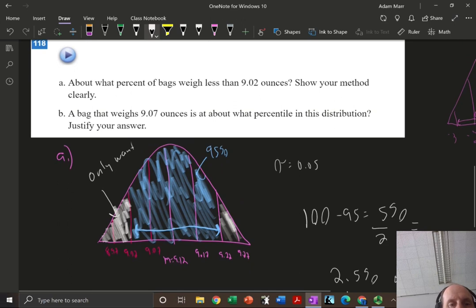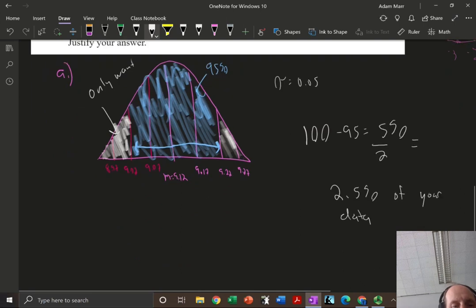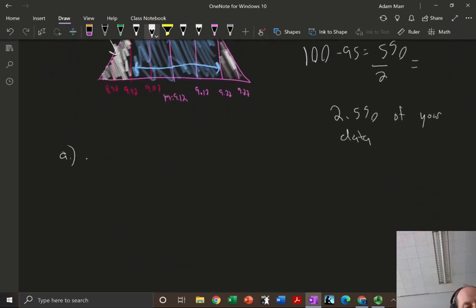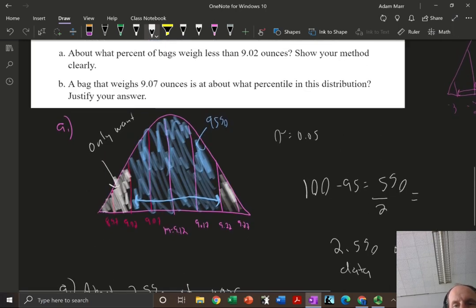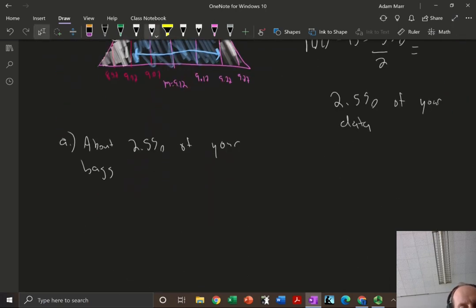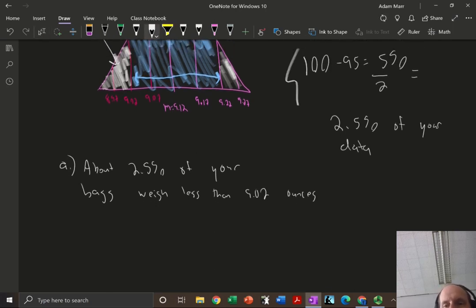So there you go. About what percent of bags weigh less than 9.02 ounces? Show your method clearly. We would say about 2.5% of your bags weigh less than 9.02 ounces. And then you could just reference your work. We said 100 minus 95.